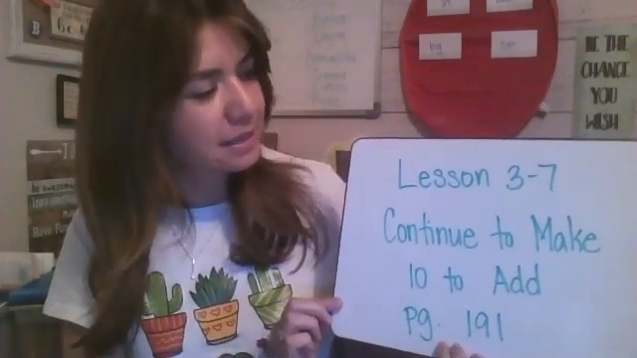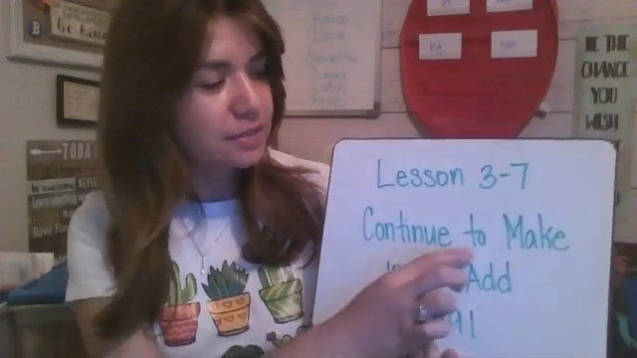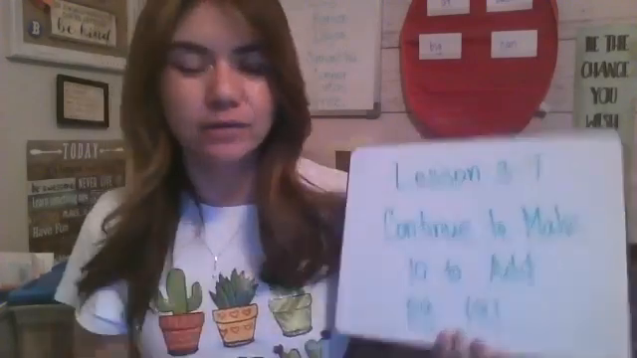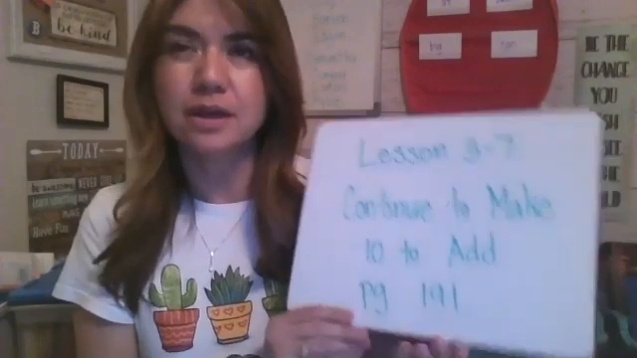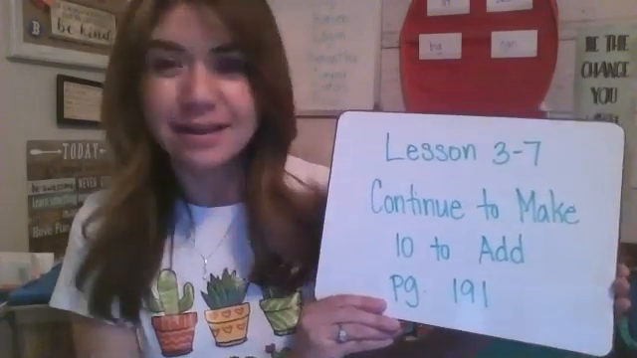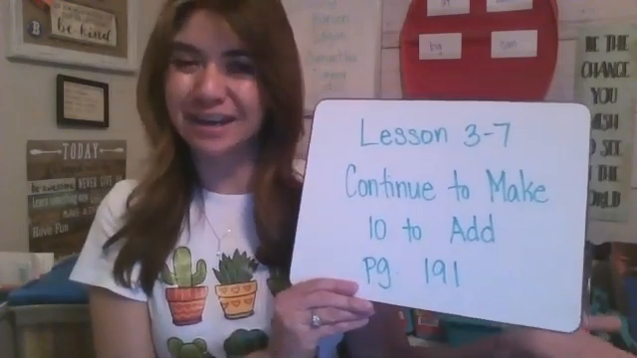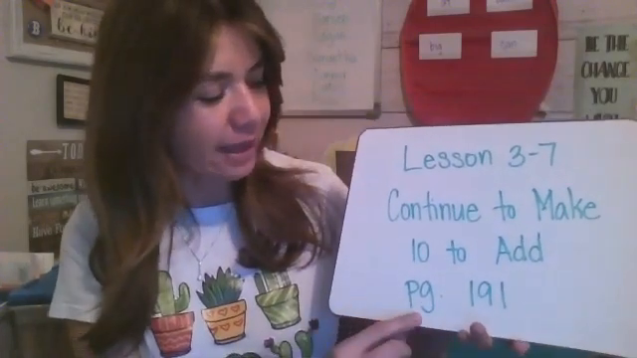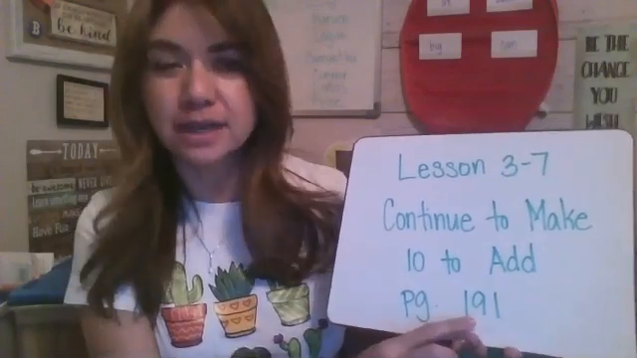They're going to be asking us to continue to make 10 to add. And we've been seeing that a lot in our yellow number talk spirals as well, where we make a 10 to add. That can really help us because our brains love adding with tens. We're going to find that today on page 191.